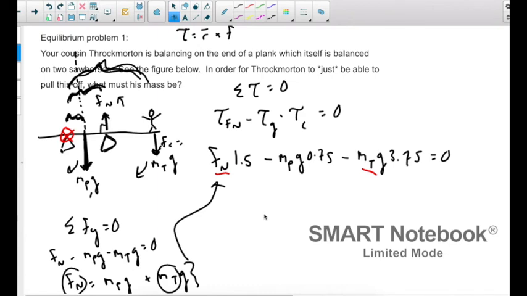So this is more complicated, but still doable, still solvable. I'm not going to solve it. You'll get the exact same answer, but I wanted to go through this just to show you that sometimes by wisely choosing your axis of rotation, you can make the problem much easier for yourself.